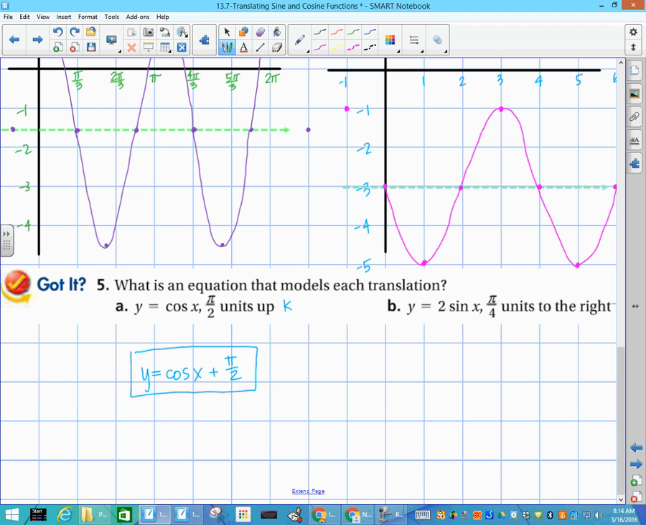And then I go to this last one, pi over 4 units to the right, that's my h, and that means it's going to be inside, and I do the opposite of what it looks like. So if it's going to the right, when normally you would add, we're actually going to subtract. So it becomes 2 times the sine of quantity x minus pi over 4.